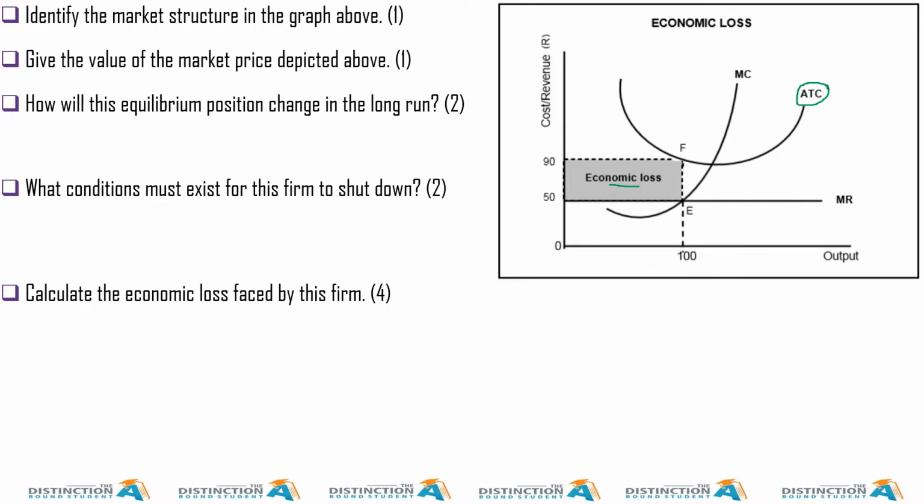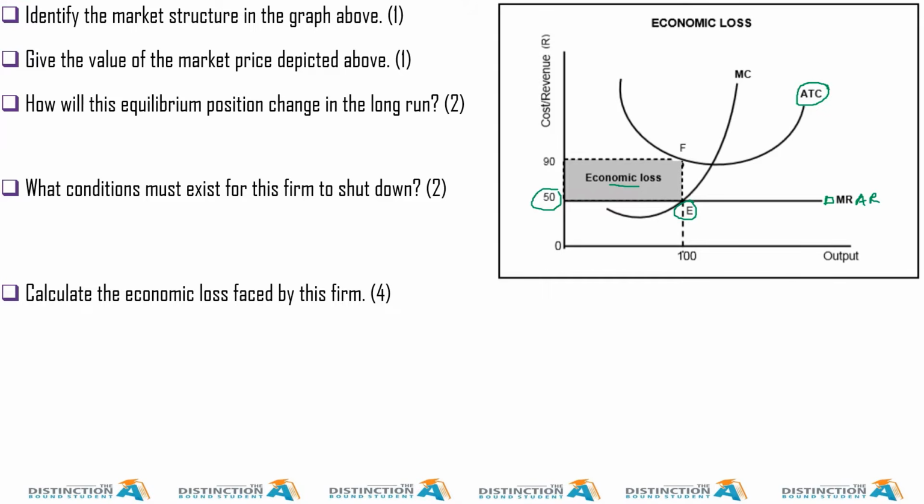Right here it says MR, and we know our MR is equal to D and equal to AR. This point here is the profit maximizing point, because that's where MR intersects MC. So it's our profit maximizing point. So the unit price, yes, it's 50 Rand per unit.